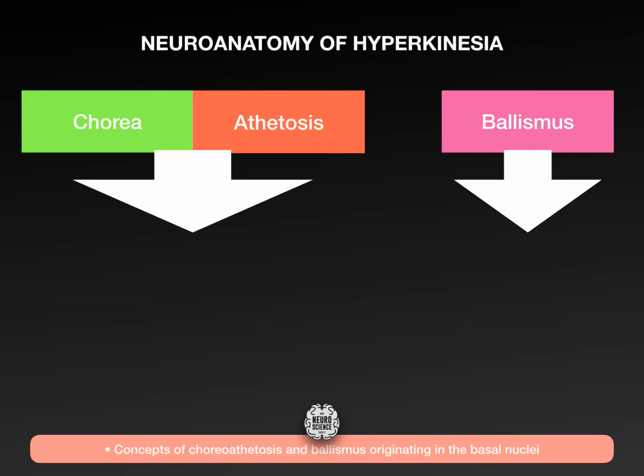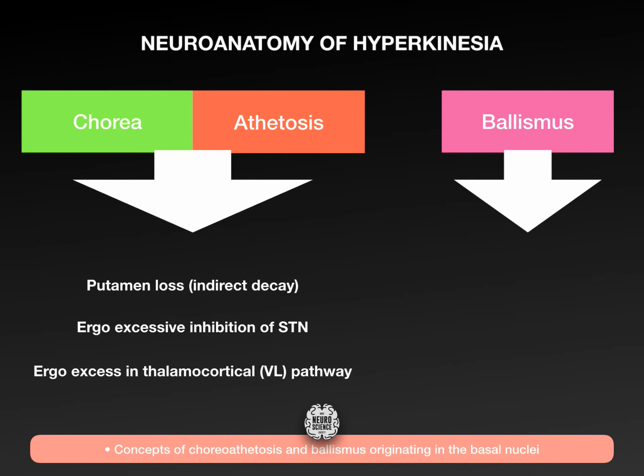Looking at the neuroanatomy of these hyperkinetic states, choreoathetosis is due to this. So our putamen is decayed. Because of this, we lose the indirect pathway's regulation. Remember, the putamen is integral to the indirect pathway. Review that from the previous lecture. So because we lose the putamen, ultimately we lose the handbrake of the subthalamic nucleus.